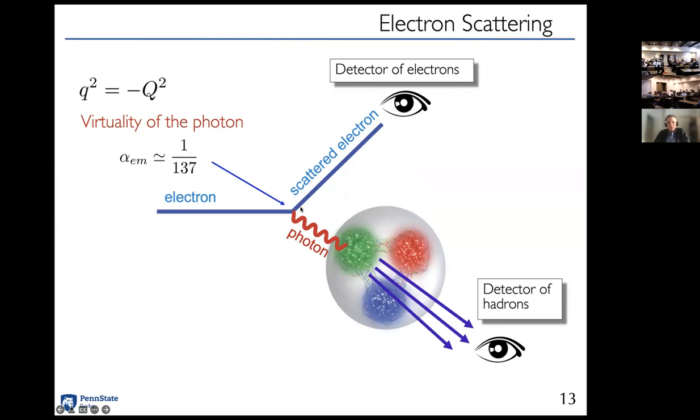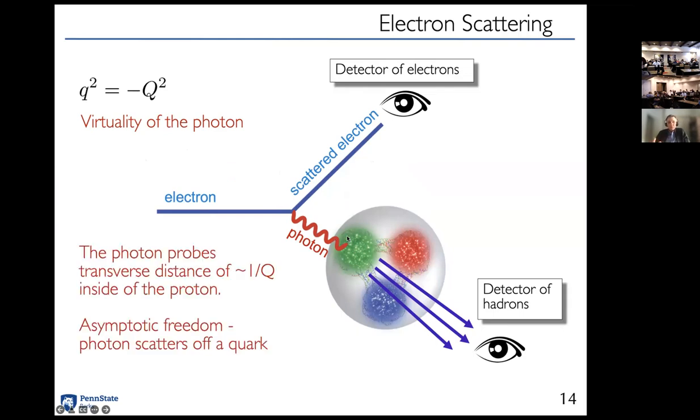Interaction happens by exchange of the virtual photon, and Q square here is the virtuality of the exchanged photon. The photon probes transverse distance of order of 1/Q inside of the proton. So the higher the Q, the shorter distances we can probe, and asymptotic freedom allows us to understand that the scattering is happening off a quark, some constituent inside of the nucleon.